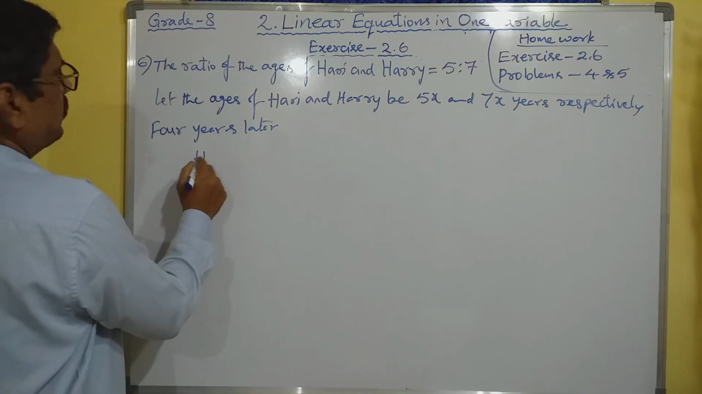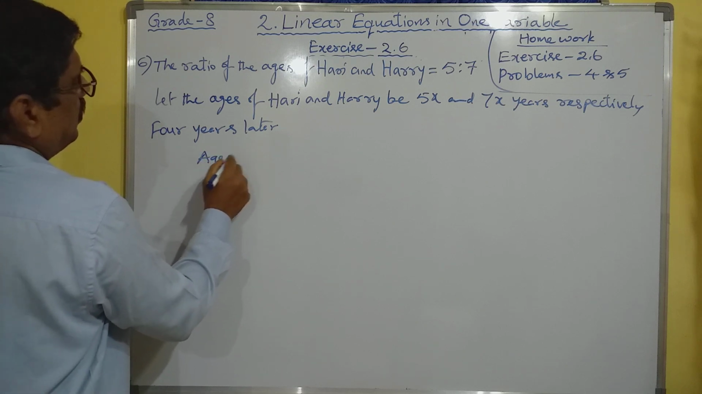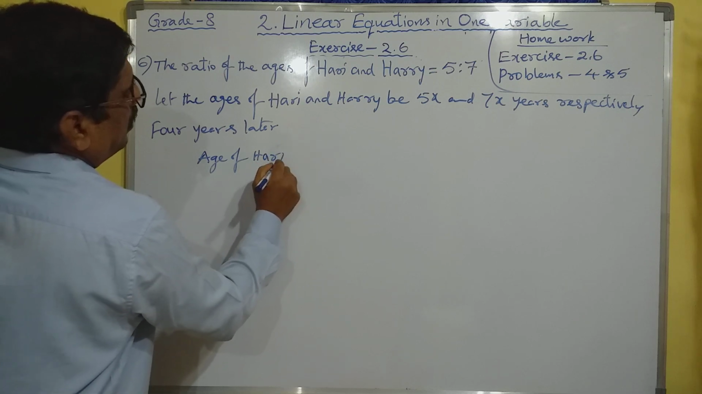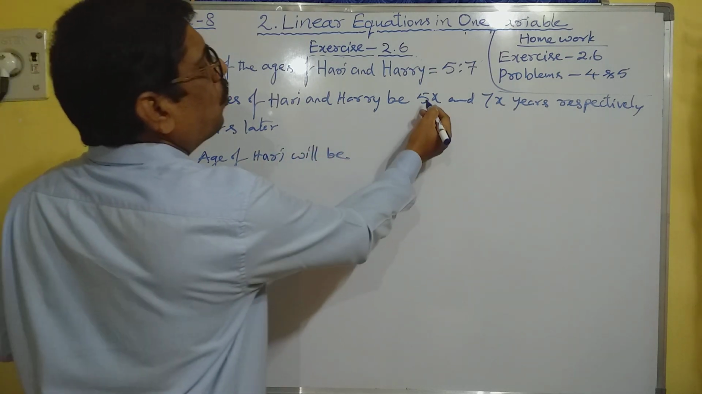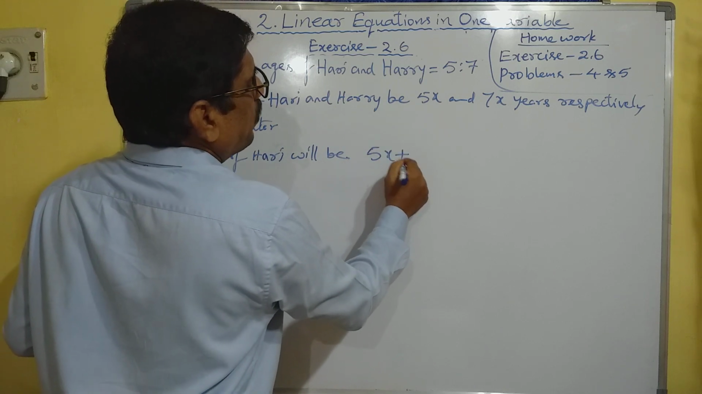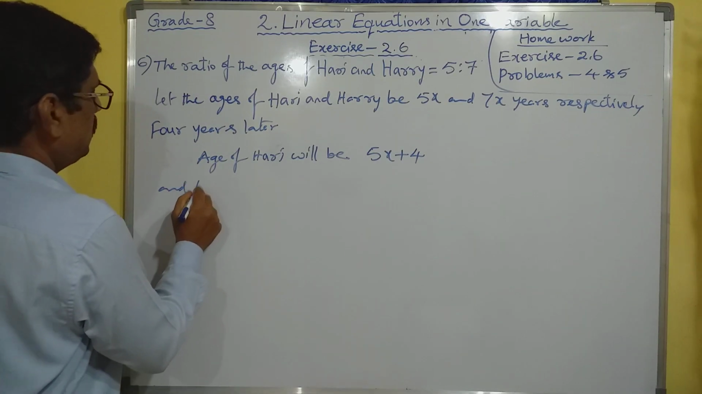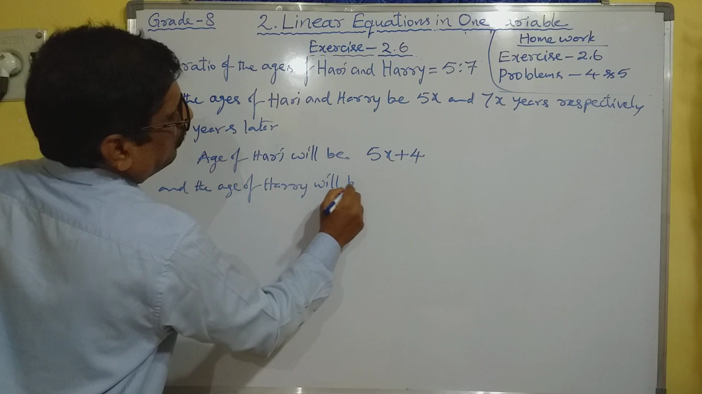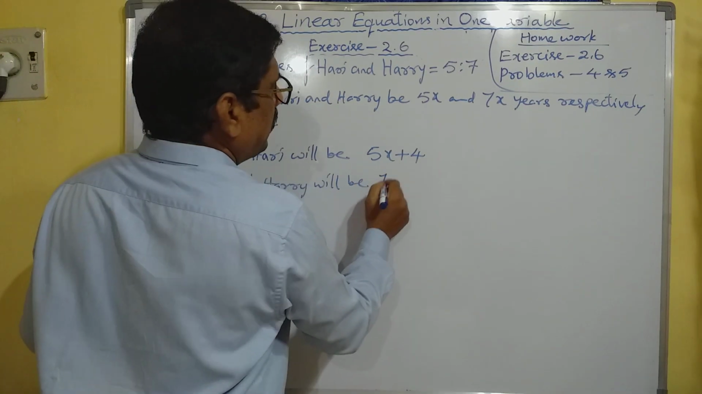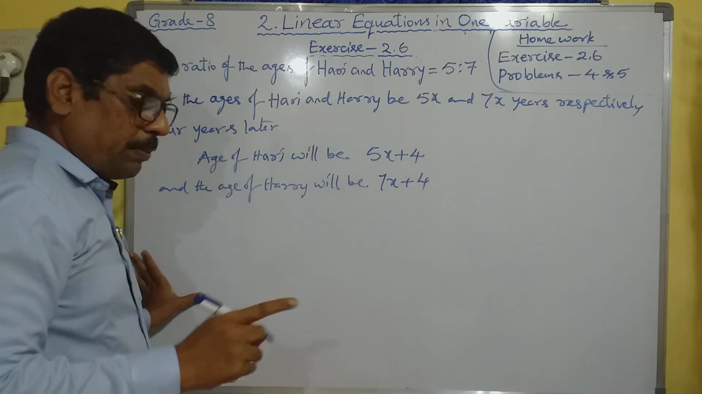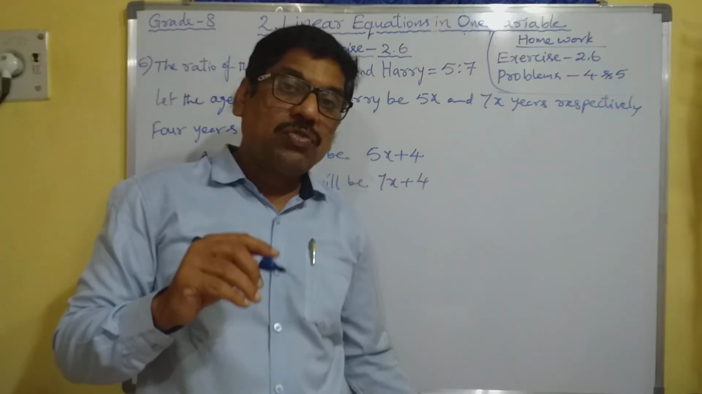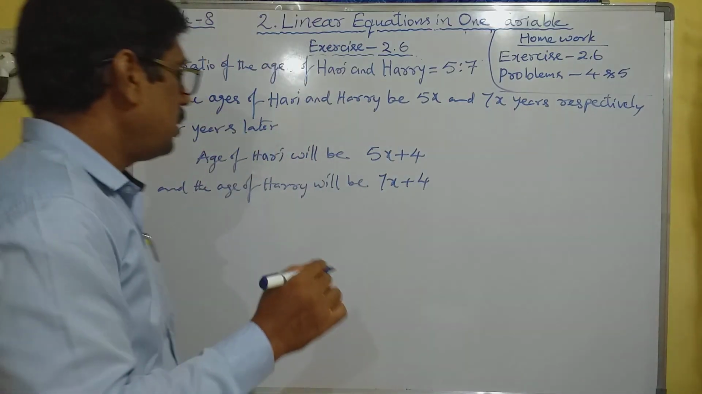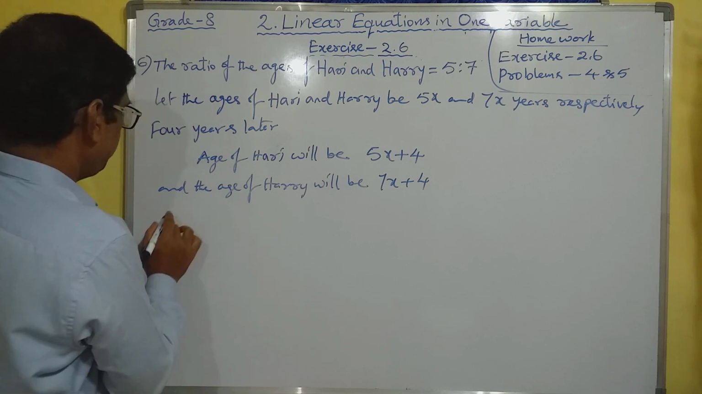Okay, Hari says, the age of Hari will be, so what is the present age? 5x. So it will become 5x plus 4, and the age of Harry will be how much? Here it is 7x, so it will become 7x plus 4. But he has given that 4 years from now, the ratio of their ages will be 3:4.